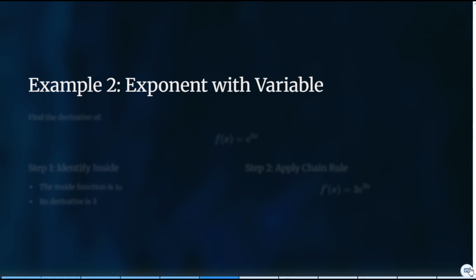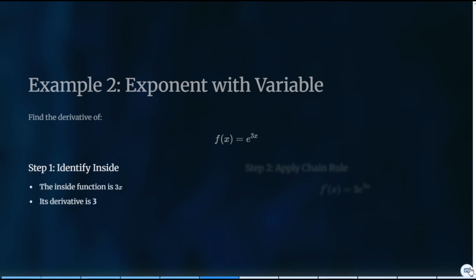Let's look at it through an example. We want to find the derivative of f of x equals e to the power 3x. So first, we identify our inside function. The inside function is 3x, and its derivative is simply 3. So applying the chain rule, f prime of x will be equal to the derivative of the inside function, which is 3, times e to the power 3x. The exponential function stays the same, but we multiply by the derivative of the exponent.